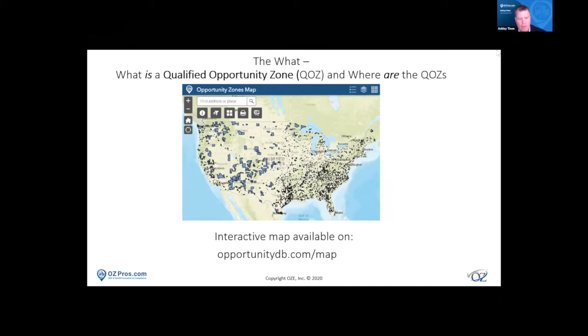So first, what is a qualified opportunity zone and where are they? Now, this is a little bit redundant for, I'm assuming, pretty much everybody on this call, but I still want to hit it because I think that it's relevant. There are 8,700 of them across the United States. And like Rachel and Jimmy both said, this was bipartisan legislation. And once again, this was originally put together by the Democrats.